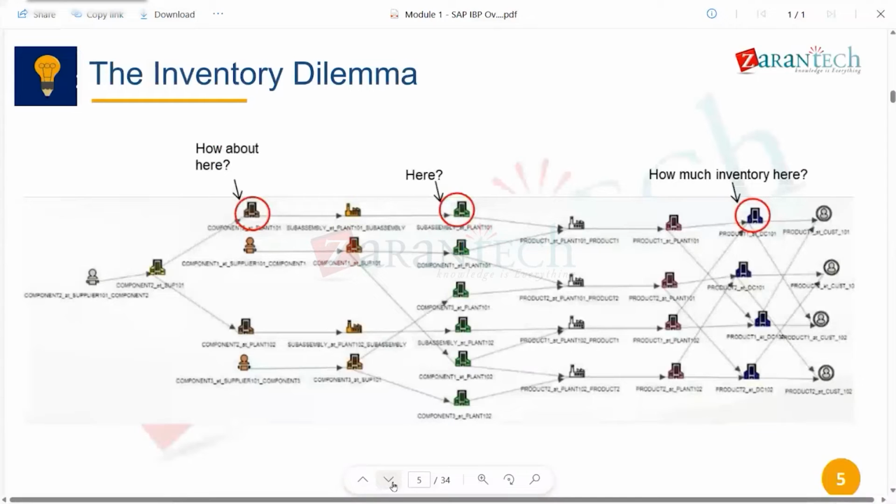So what is the inventory dilemma? Now you see here, on paper, this looks to be a very complex supply process. You see there is a lot of distribution, there is a lot of manufacturing, like this one, this is called a factory. Are you able to see my cursor?